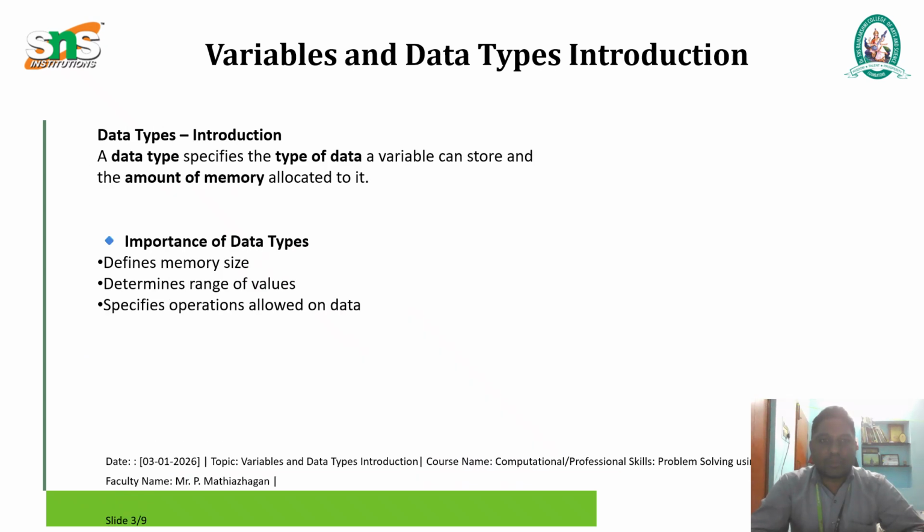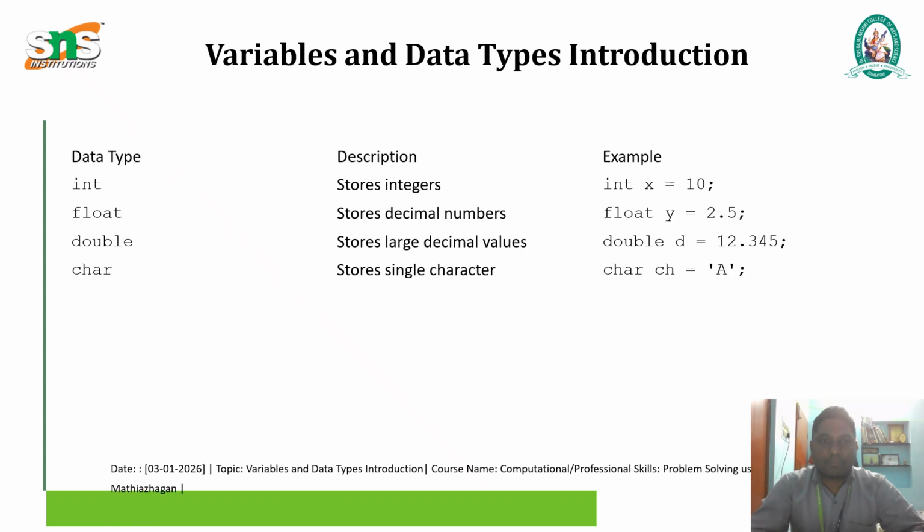Next is the data type introduction. A data type specifies the type of data a variable can store and the amount of memory allocated to it. The importance of the data type is that it defines the memory size, determines the range of values, and specifies the operations allowed on the data. The data types are int, float, double, and character.